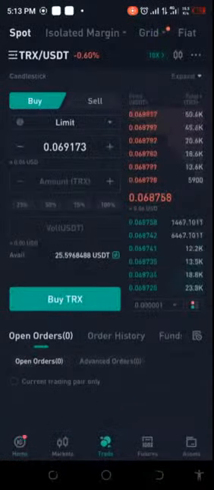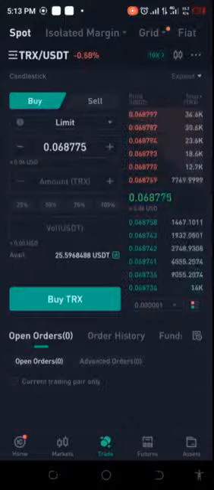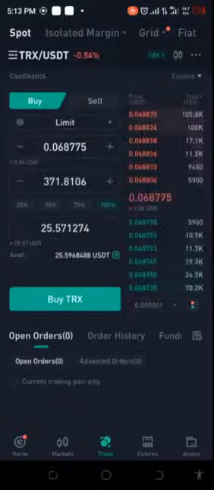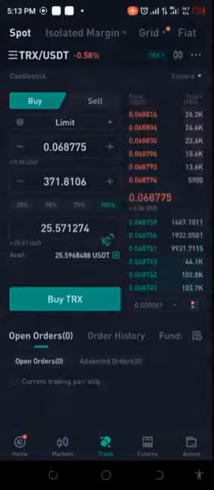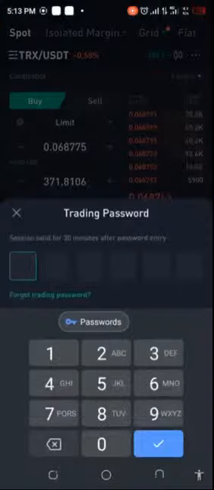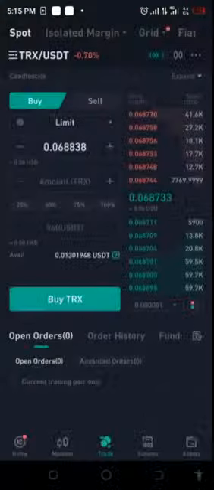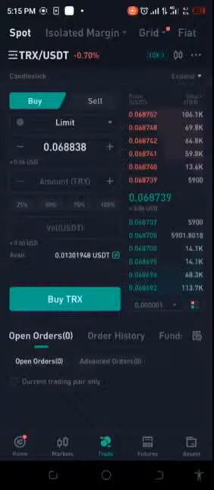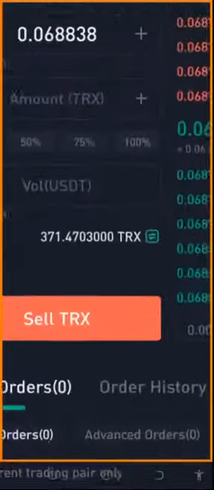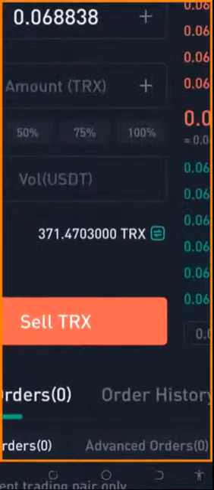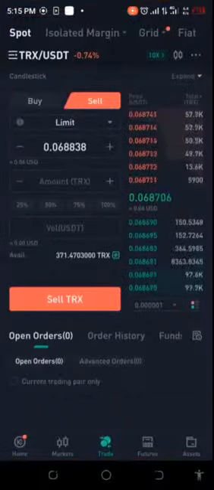And I'm hoping, oh, beautiful. So at least while I was waiting, the price of TRX went down, which is good. So now let's go ahead and just quickly buy this. I'm going to put in my verifications and I'll be back. Okay, right now we've sold that. If you can see, we have 371.470.